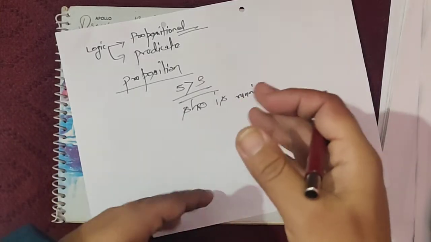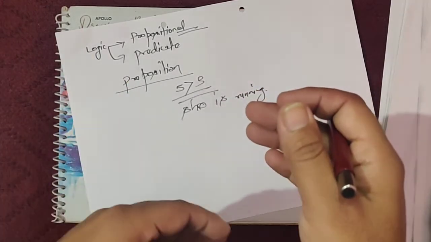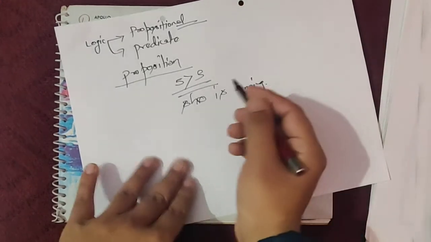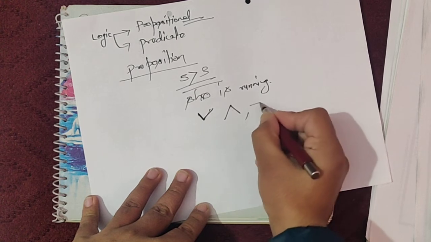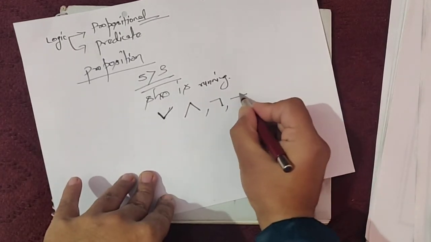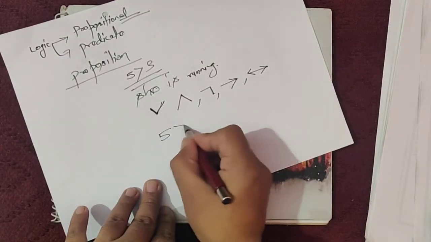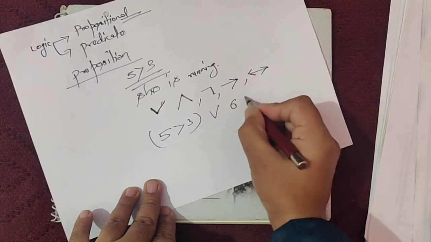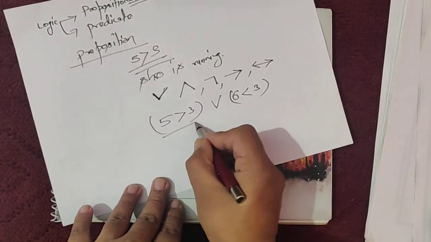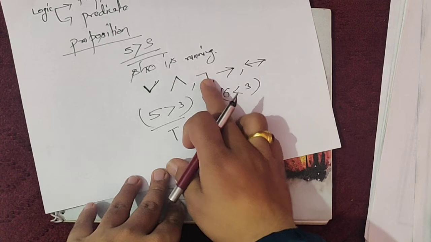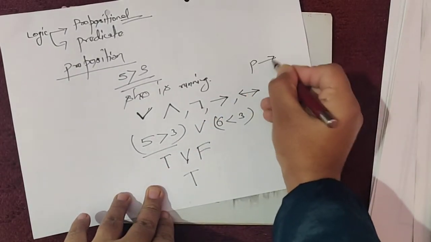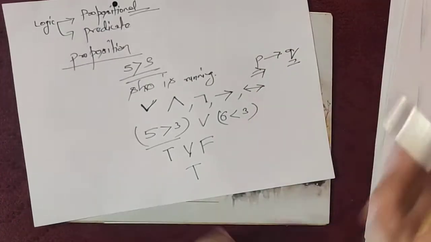So these types of statements are known as propositions, and they are connected by using connectives such as OR, AND, NOT, implication and double implication. Just as an example, 5 is greater than 3 or 6 is less than 3. So 5 is greater than 3 is true, or 6 is less than 3 is false. So true or false is true. We know about the OR gate. Similarly for AND, NOT, and implication, P implies Q, where P is the hypothesis and Q is the conclusion.